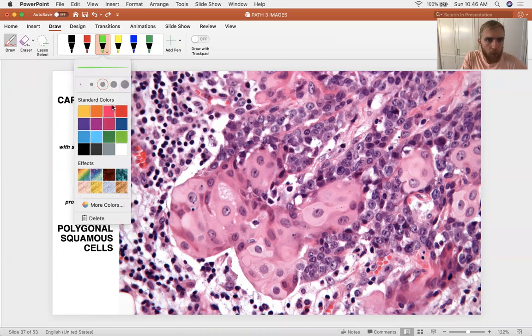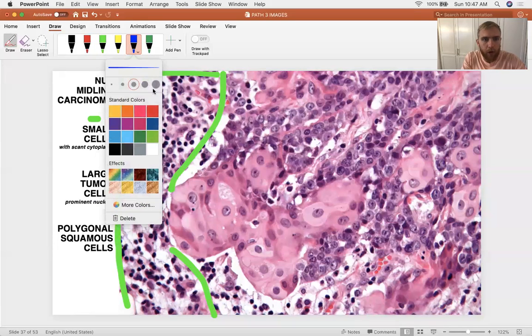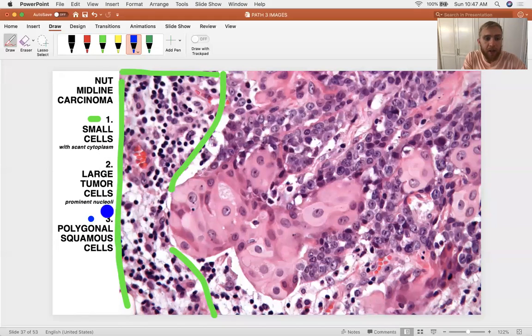So we'll block off this picture one section at a time. You've got the small cells to the left here. Everything here is going to be your small cells. They're just very densely packed. They don't have a lot of cytoplasm to them. Then we've got polygonal squamous cells. And we saw some polyhedral squamous cells earlier, and this is the same concept here.